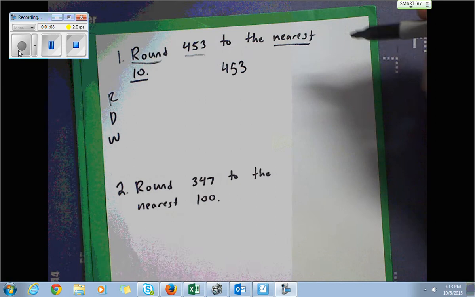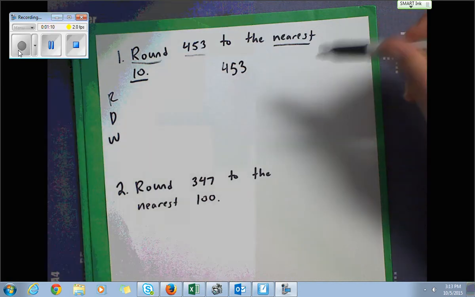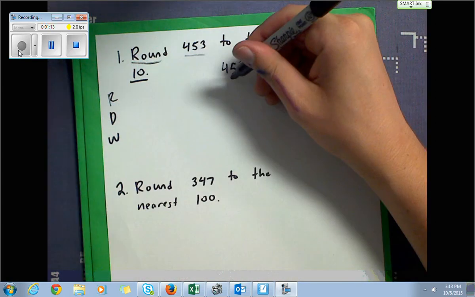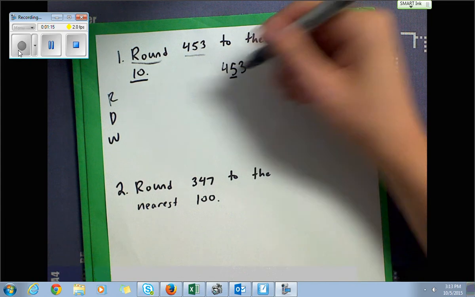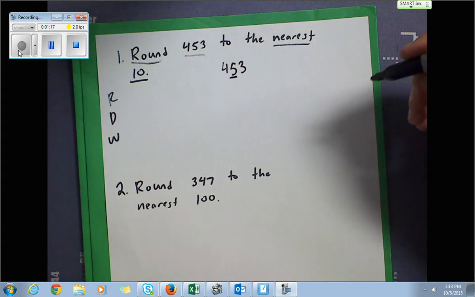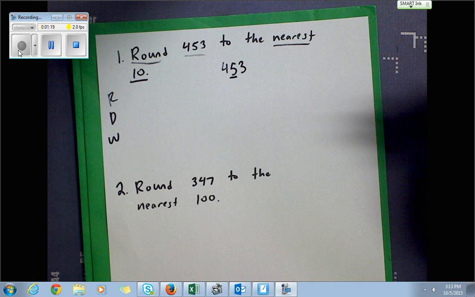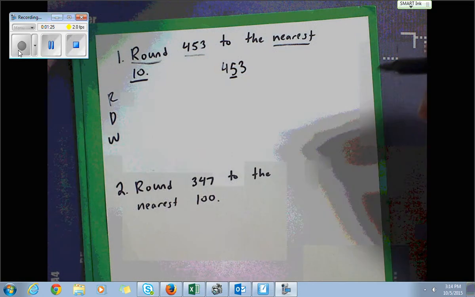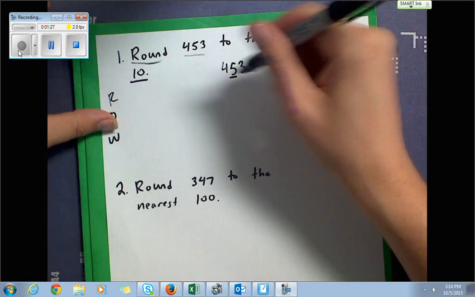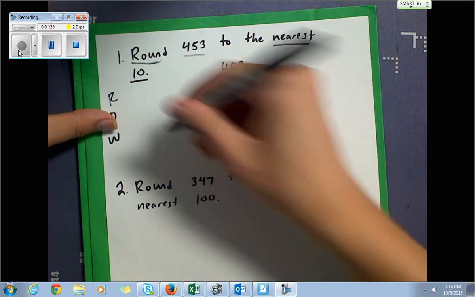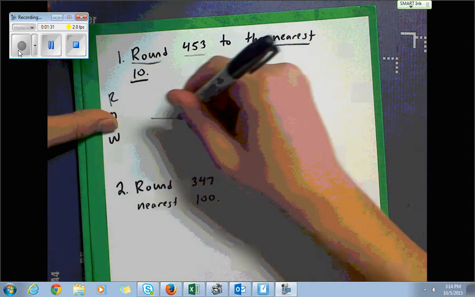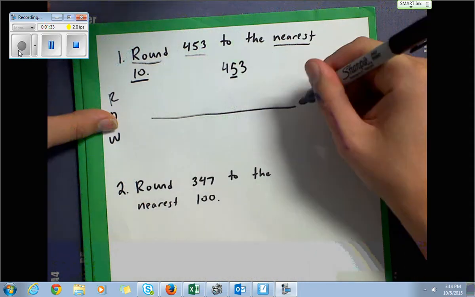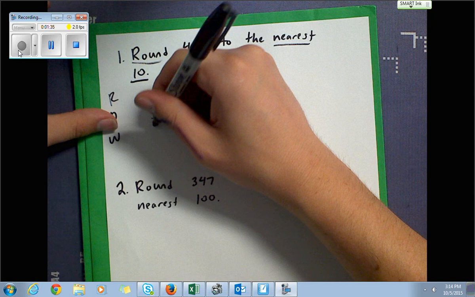Since the problem is asking us to round to the nearest 10, we're going to focus in on the tens place. So I'm going to underline the 5 tens in 453. Okay, now this is the big step that makes this type of rounding different from what we did before, where you looked at the next digit and said, am I going up or going down? Now, we don't just look at the next digit and memorize what to do. We actually visually conceptualize the idea of rounding by working with the number line.